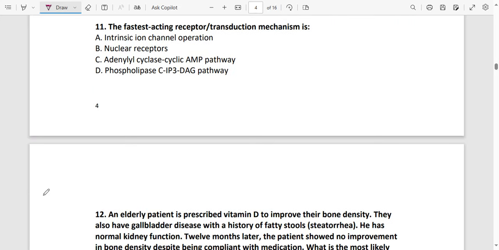Number 11. The fastest acting receptor or transduction mechanism is: intrinsic ion channel operation, nuclear receptor, adenylyl cyclase cyclic AMP pathway, or phospholipase C IP3 DAG pathway.